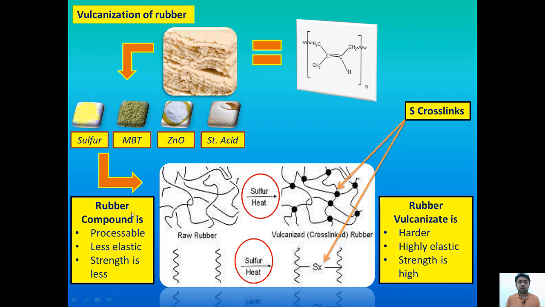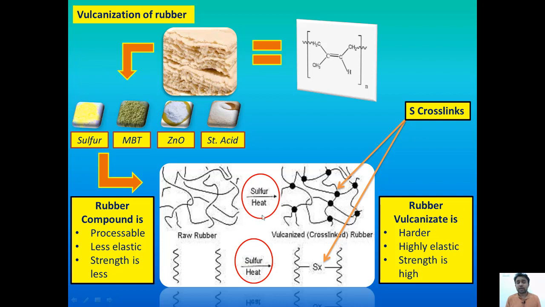But the compound used for this is more processable, with fewer of these properties. It's like making a cake. The mix we use to make a cake is more processable. We can shape it into different shapes, a star-shaped cake, a ball-shaped cake, or an oval-shaped cake. So that is processable, but the other properties, like the cushioning effect or the hardness of that cake, are less.